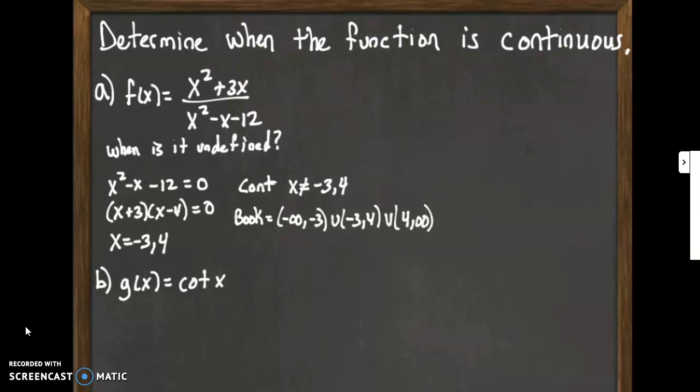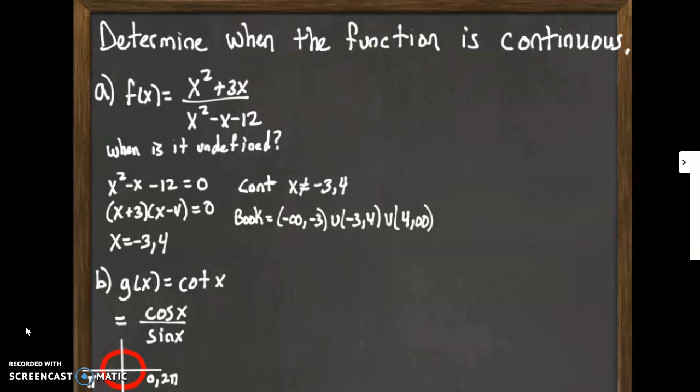Now, if we have another example, like a trig function, g of x equals the cotangent of x. We ask ourselves, when is cotangent undefined? Maybe you remember that, and maybe you don't. What I would remember is that cotangent is cosine over sine. So my problem comes down to knowing when sine is 0. When is sine going to be 0 to make it undefined? That's where I recall my unit circle definition, and remember that sine is the y-coordinate of the points on the unit circle.